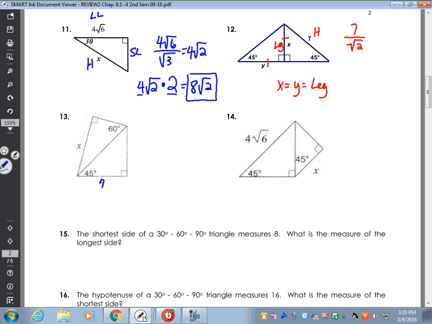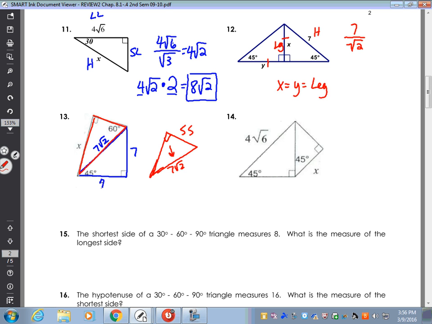13 we did in class, but I will recap again. Because we have a 7, that's where we start with a 45, 45, 90. The other leg is 7. Hypotenuse is 7 square root of 2. I use that to help problem solve with the 30, 60, 90. You can redraw it if you need to, but basically in my 30, 60, 90, it's a little off. That 7 square root of 2 represents the hypotenuse.